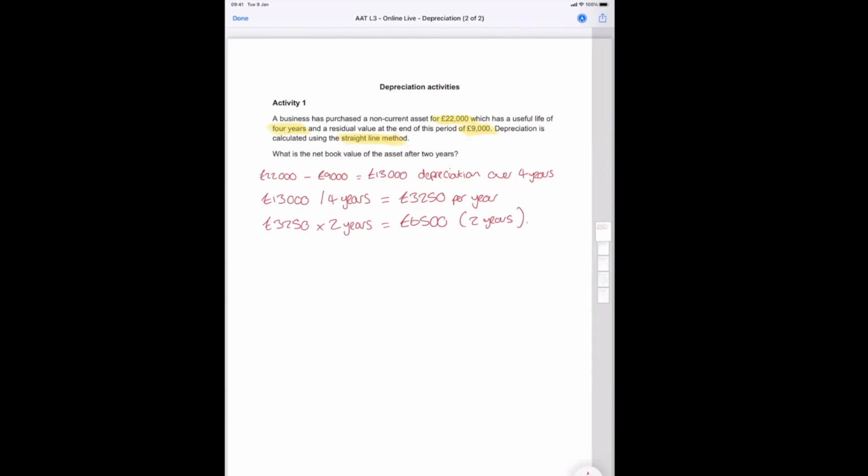Okay, and to work out our net book value, we take our original cost of the asset, which is £22,000, and we deduct the depreciation which has been charged at that point in time, which we've worked out as 6,500, which means the net book value of the asset after 2 years is £15,500. Okay, that's the net book value.